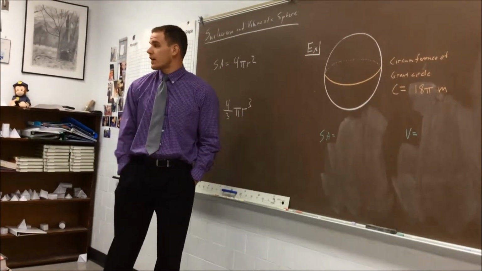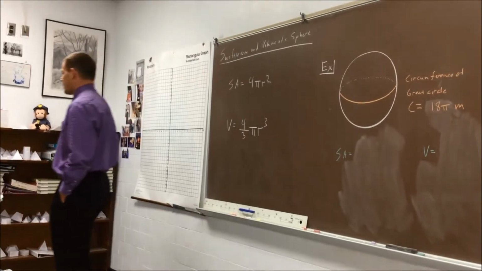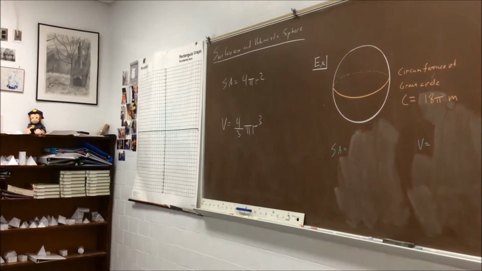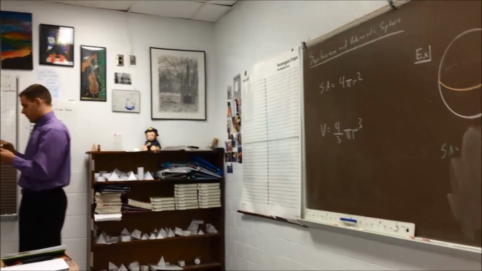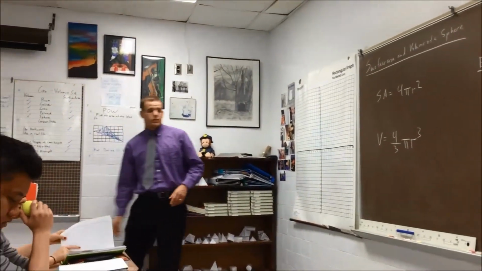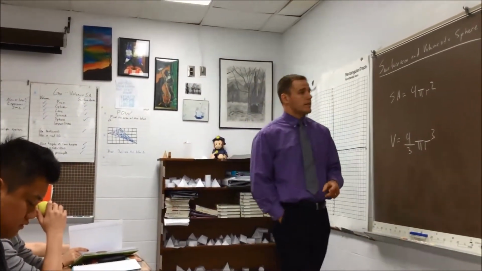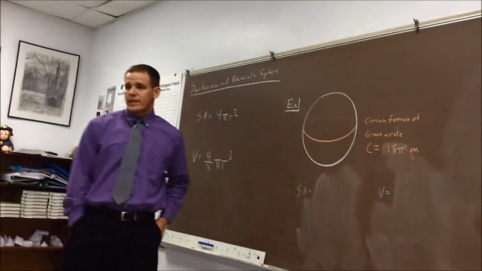Thing we got going on here. Last thing on the list. Last thing we have to find is volume and surface area of spheres. We'll do that today. So, surface area of a sphere.